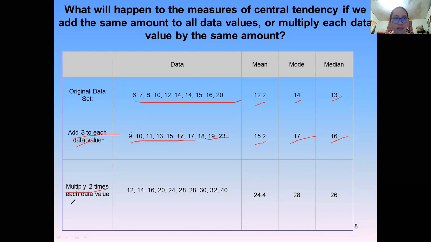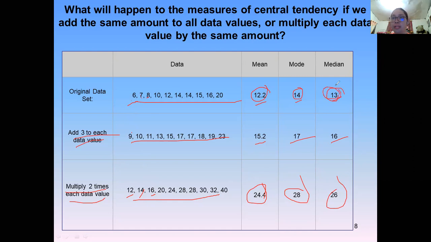What will happen to each data value when you multiply it? Or what will happen if we multiply each data value by 2? So from 6, multiply it by 2, that gives you 12. 7 gives 14, 8 times 2 is 16, and so on and so forth. So the mean will, of course, be doubled. See, the mode will also be doubled. The median will also be doubled.